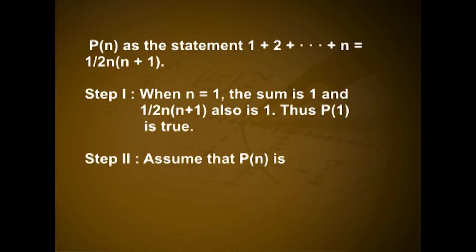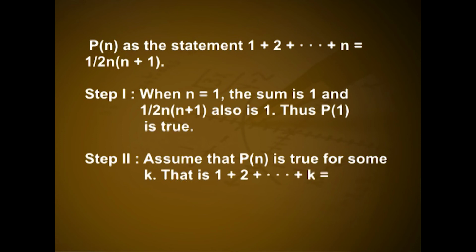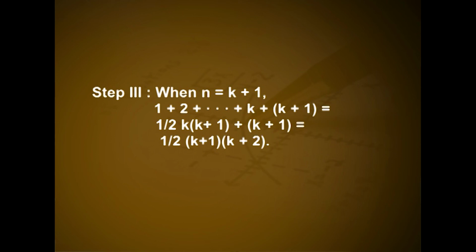Step 2. Assume that P of n is true for some k, that is 1 plus 2 plus etc. plus k equals half into k plus 1. Step 3. When n equals k plus 1, 1 plus 2 plus etc. plus k plus 1 equals half into k plus 1 plus k plus 1 equals half into k plus 1 into k plus 2. Thus, P of k plus 1 also is true. By the method of mathematical induction, the proof is complete.